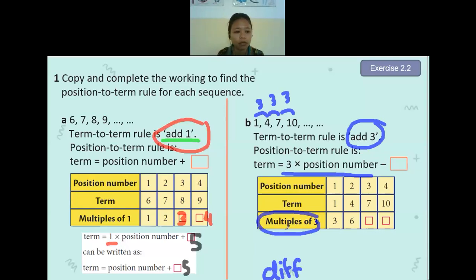Is it helping for those who asked me? So because it is 3, it will be 3 times position number. If it is subtract 5, it will be negative 5 times position number. Like that. So after you know that it is 3 times position number, it means you need to find the multiples of 3. So 3, 6, after 6 it will be 9. After 9 it will be 12. Is there anyone confused about finding the multiples of 3?